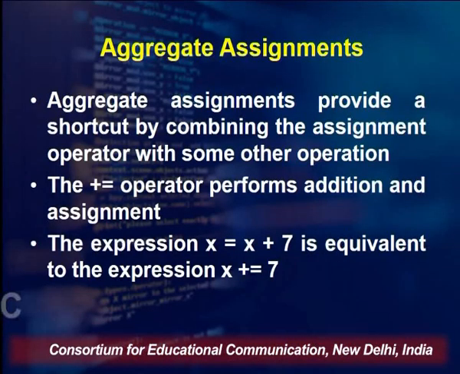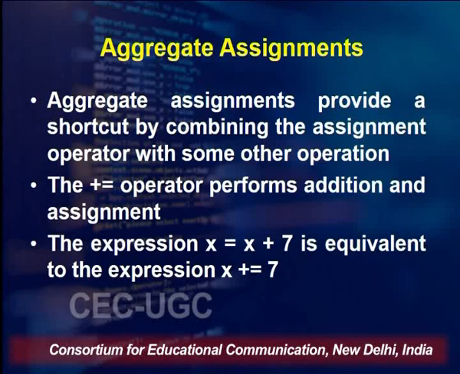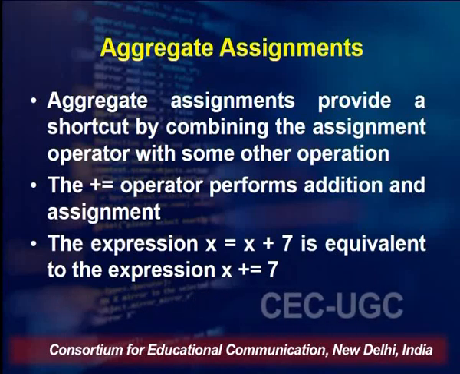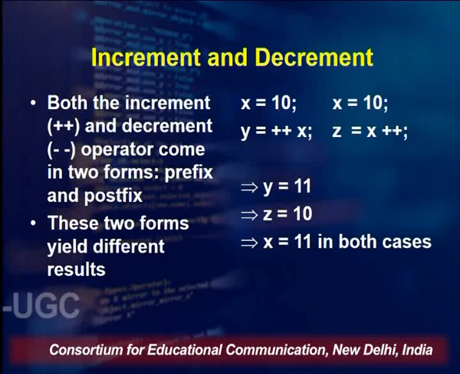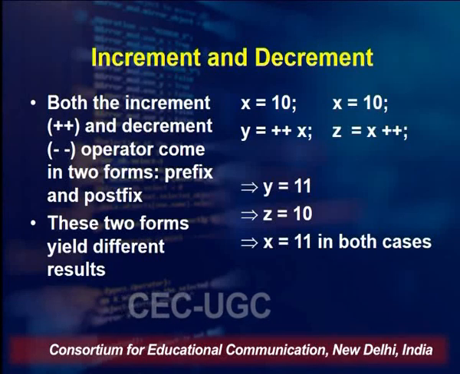So aggregate assignments provide a shortcut by combining the assignment operator with some other operator. The assignment operator is the equal to operator, and aggregate assignment means that you use the operator plus and equals to. So if you want to have an expression like x is equal to x + 7, instead of this we can also write x += 7. So x += 7 means that we are saying x is equal to x plus 7. So this makes it more compact, this makes the statements shorter.